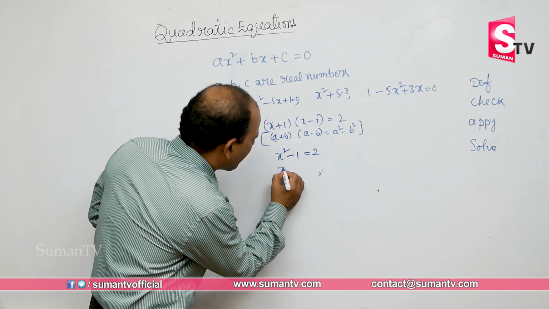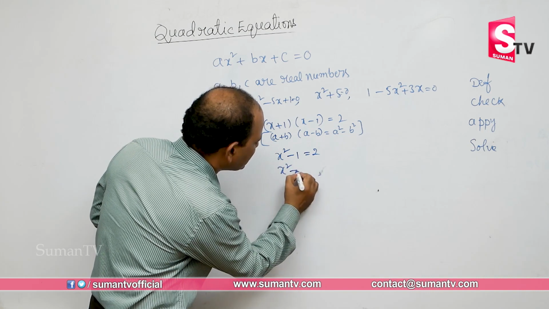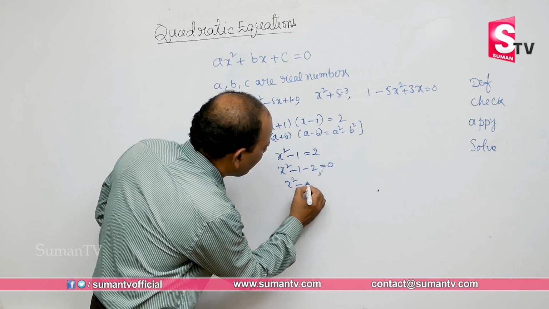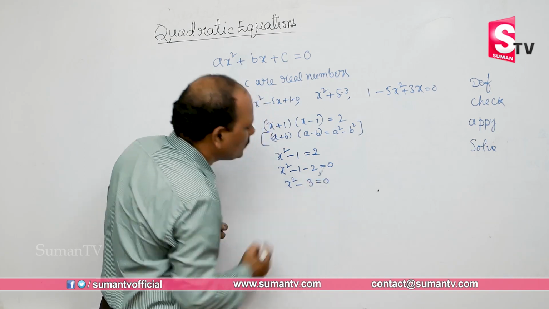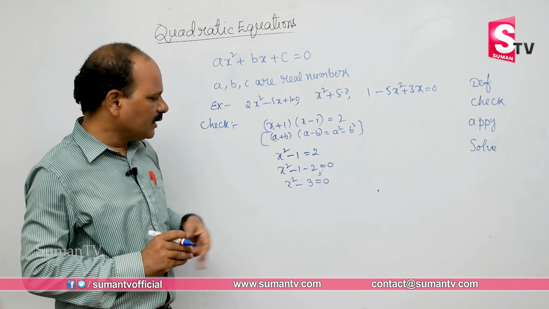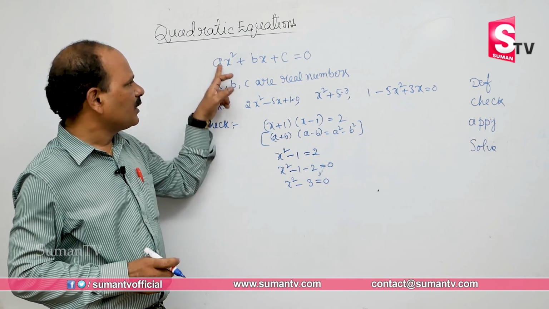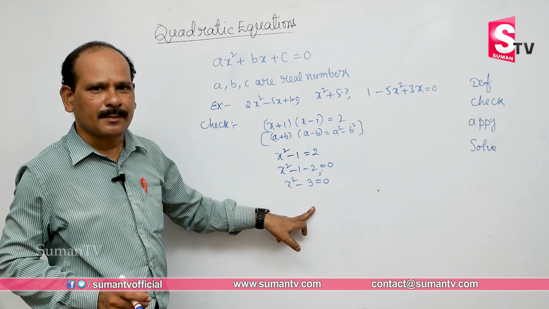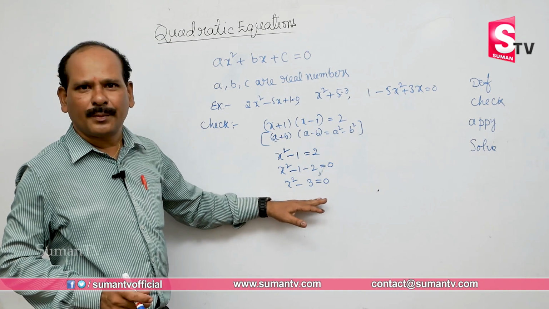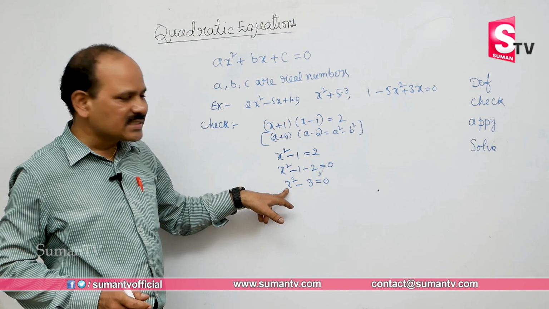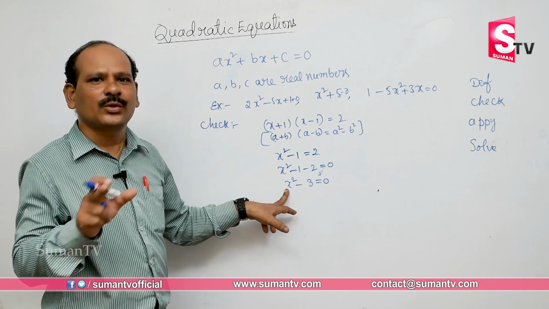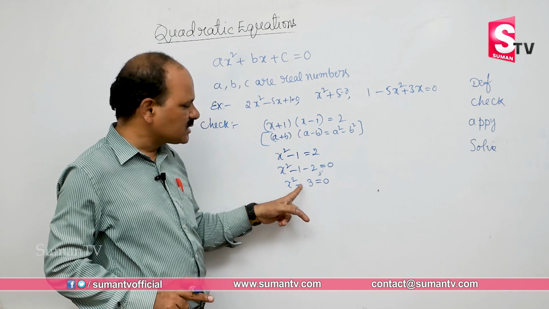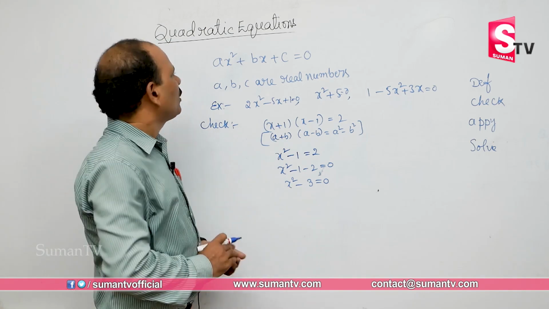Bring this 2 to the left side: x square minus 1 minus 2 is equal to 0. x square minus 3 is equal to 0. It is in the form of a quadratic equation, but here the x term is missing. No matter that, we have to first check whether the x square term is present or not. The x square term is present here, so this belongs to quadratic equation.